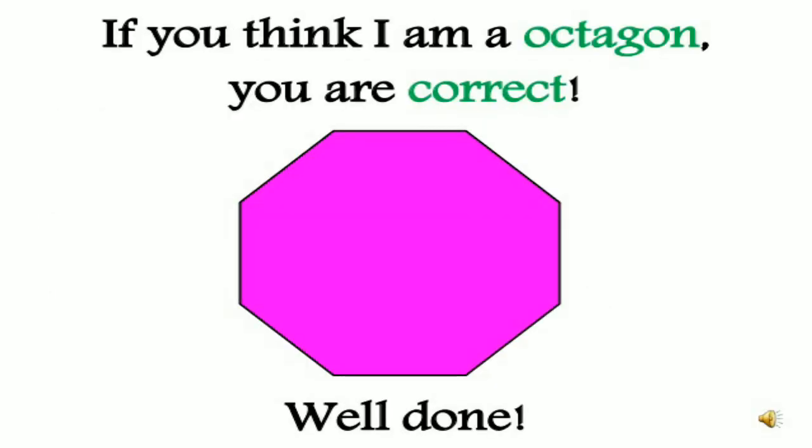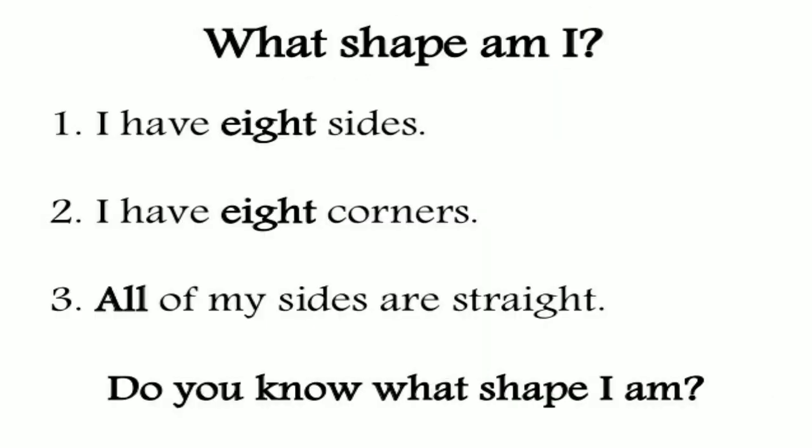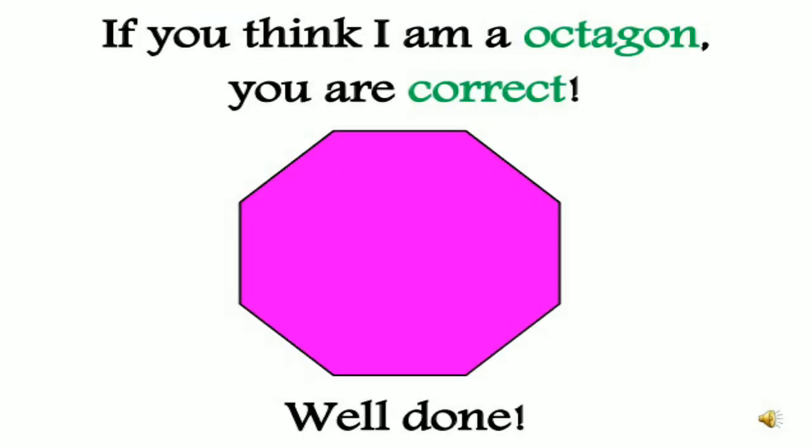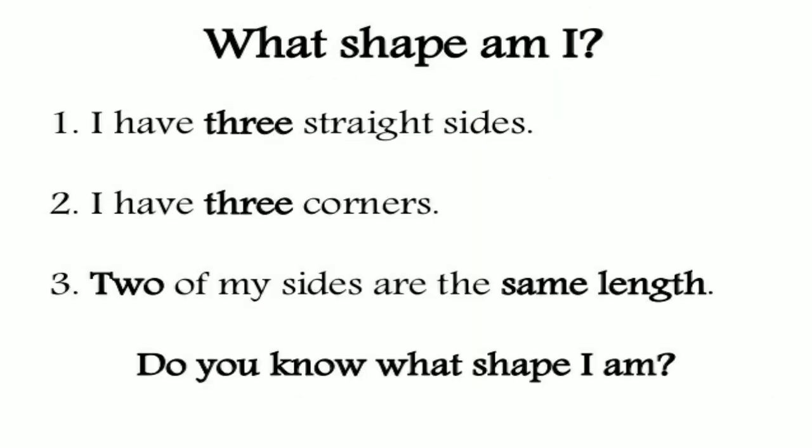If you think I am an octagon, you are correct. Well done. I am an octagon. So an octagon has eight sides and eight corners, and all of its sides are straight. So students, you all understand about the octagon. Very good. Now next, what shape am I?